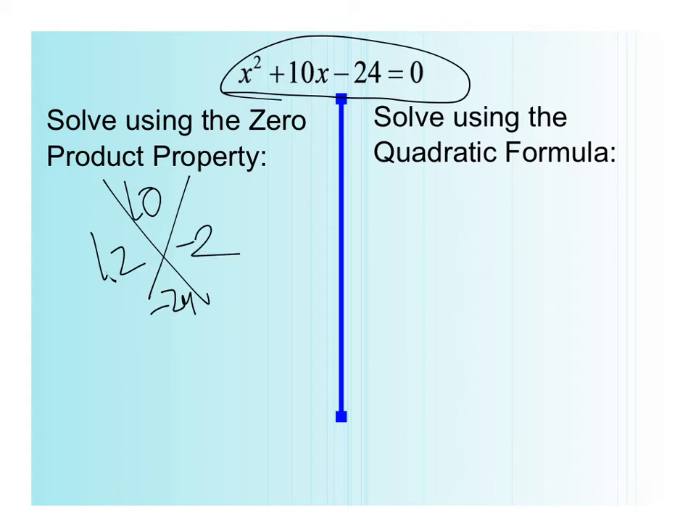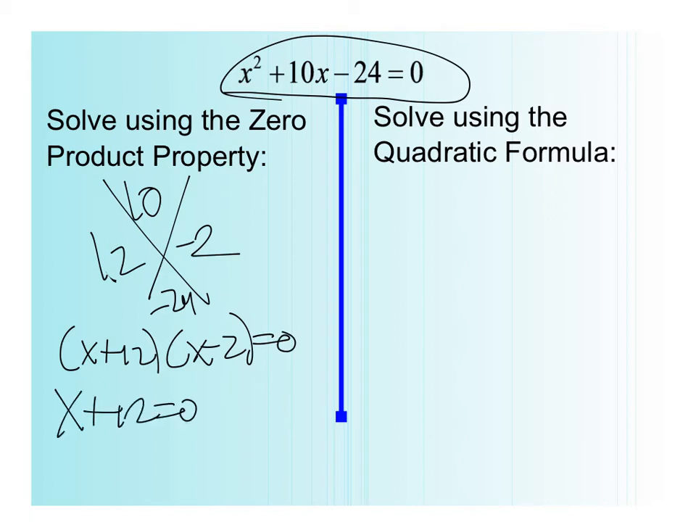Now it becomes x plus 12, x minus 2 equals 0. So each part equals 0. So it's going to be negative 12 or positive 2.